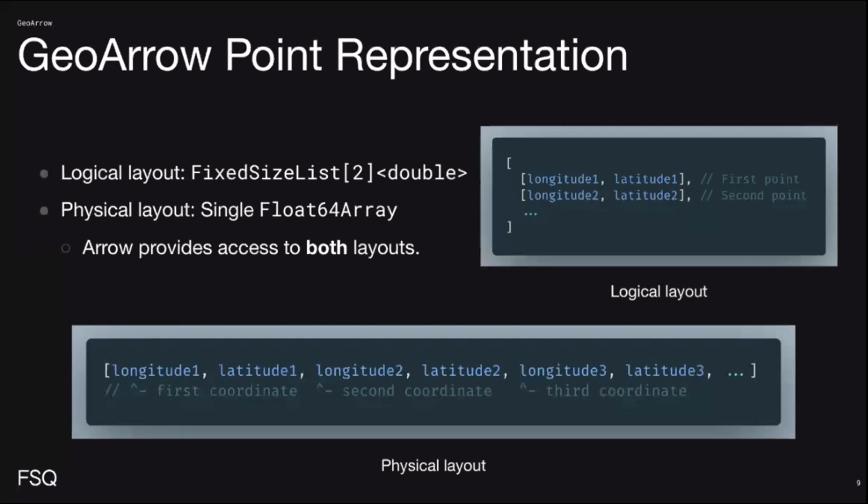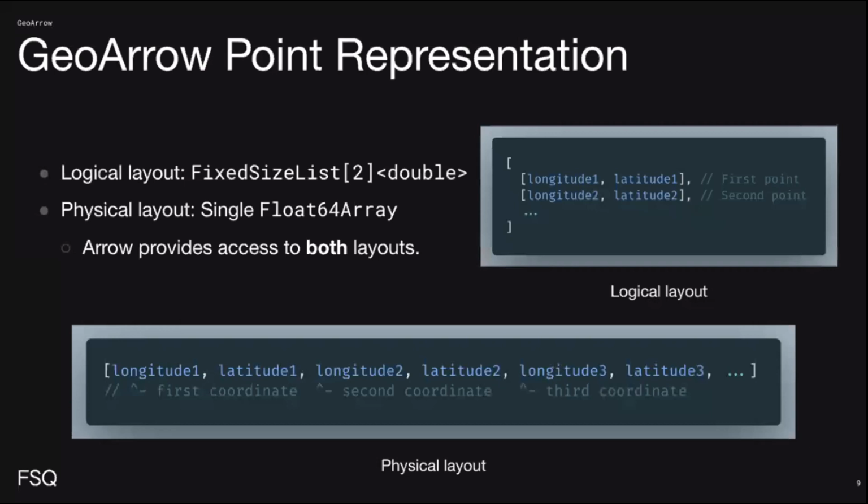I want to dig a little deeper into how GeoArrow actually represents these geometry types. The cool thing is that Arrow defines nested types as well as primitive types like integers and floats. Here, this has a logical layout of a fixed size list where each individual list item has 2 values. On the top right, you can see this logical layout, which is exactly the same as an array of GeoJSON point coordinates. So the high level API is pretty easy to understand if you're familiar with GeoJSON.